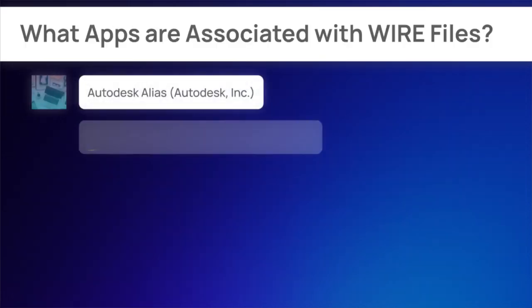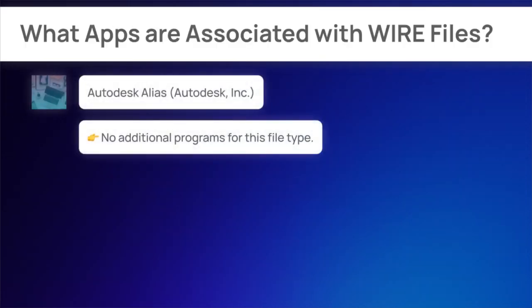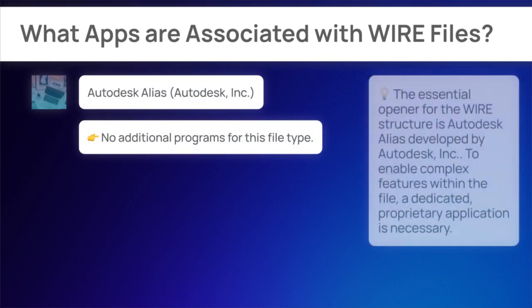If installed, your preferred program for WIRE should be the Autodesk Alias application by Autodesk Inc. Windows allows basic viewing, but true content manipulation requires a specialized application. Windows won't display parametric or assembly data, so full access depends on dedicated modeling tools.